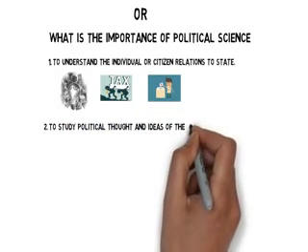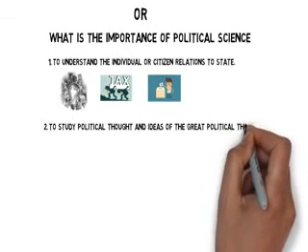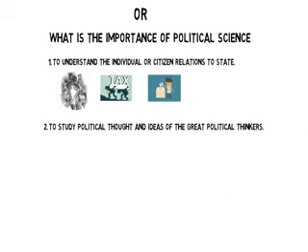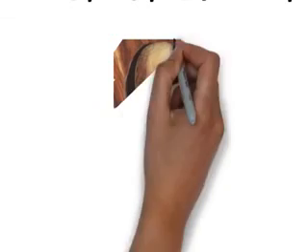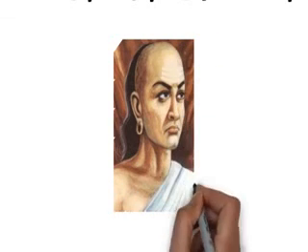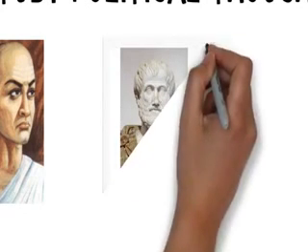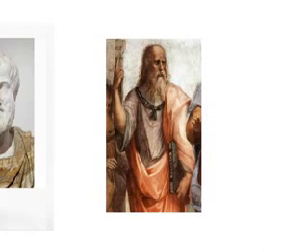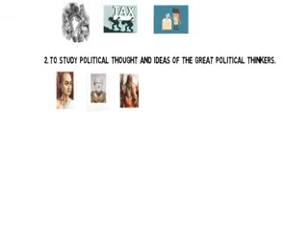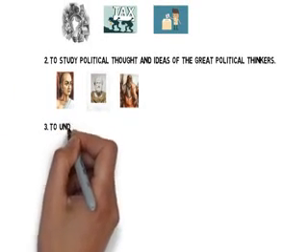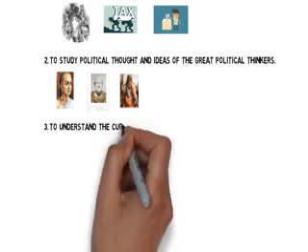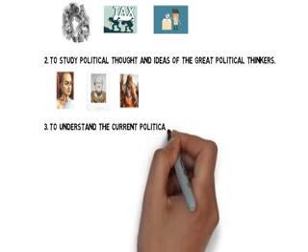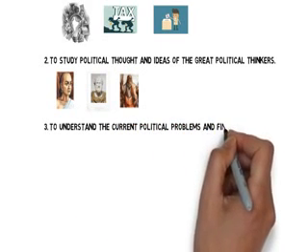Point number 2: to study political thoughts and ideas of the great political thinkers. In fact, over a period of time, the great political thinkers like Chanakya, Plato, Aristotle, and others have contributed a lot to the growth of political science and political thought by and large. Next, third, to understand the current political problems and find solutions.